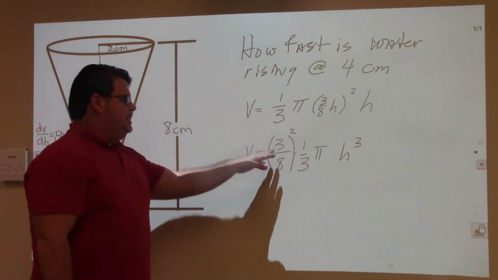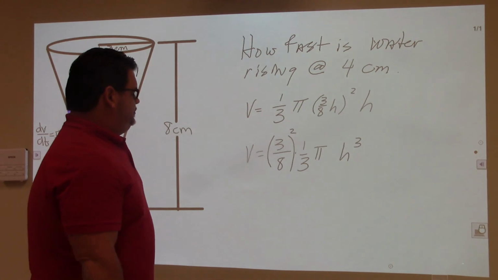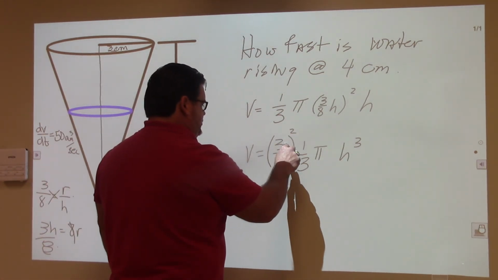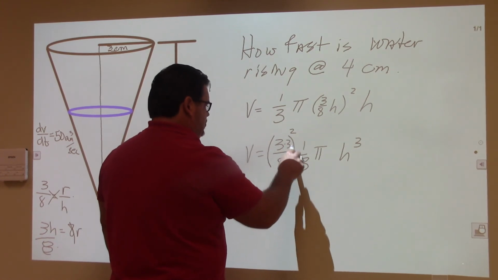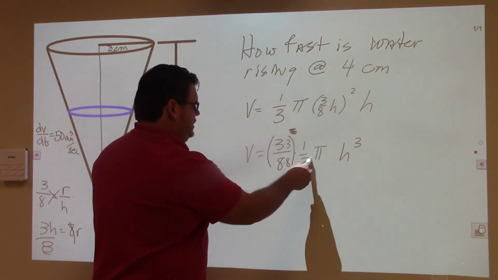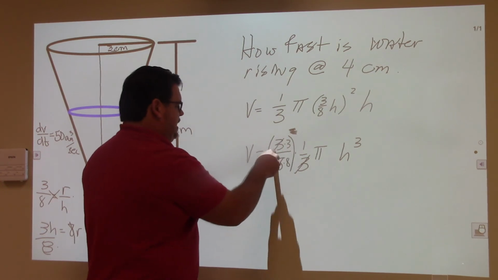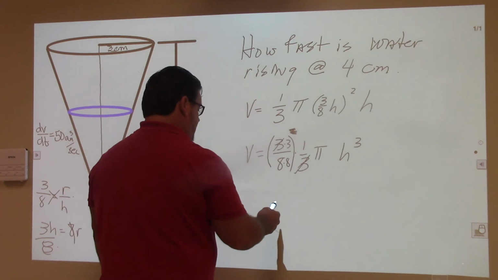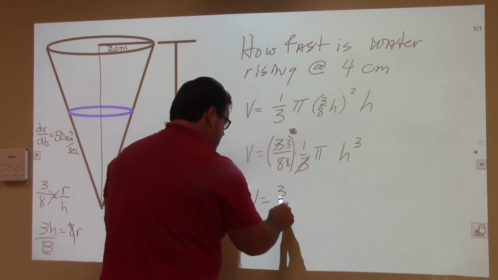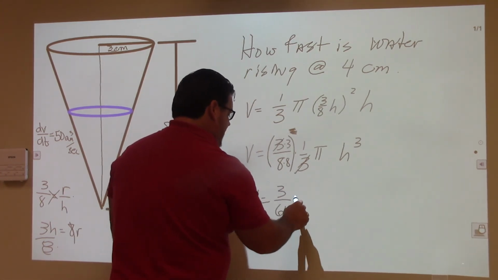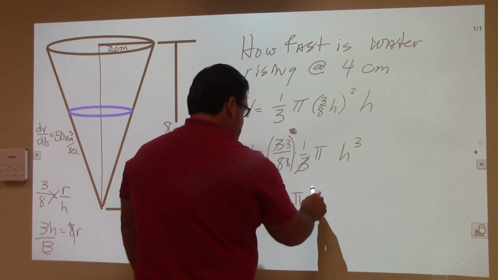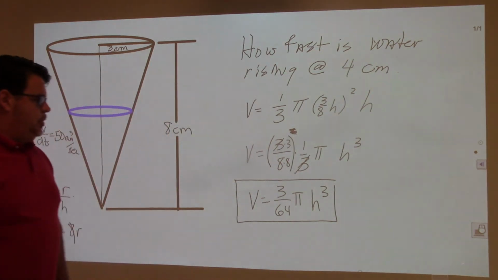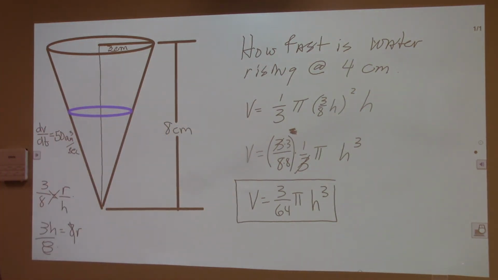Now let's clean this up. Before I do that, I'm going to go ahead and cancel out one of the 3's, because this is 3 times 3 over 8 times 8, right? That'll take that one out and leave 3 over 64. Y'all help me out. 3 over 64 pi h to the third. Okay, so there is our formula.